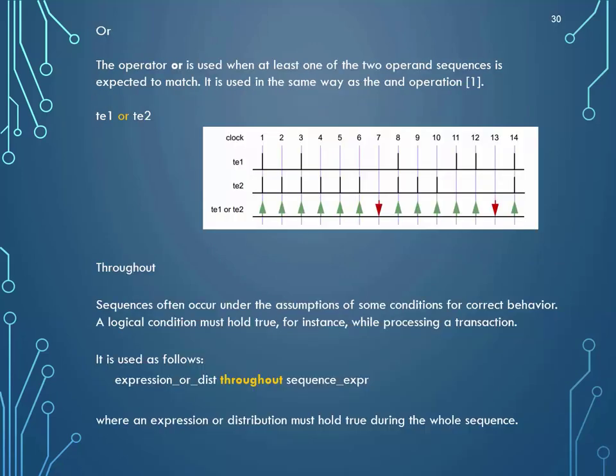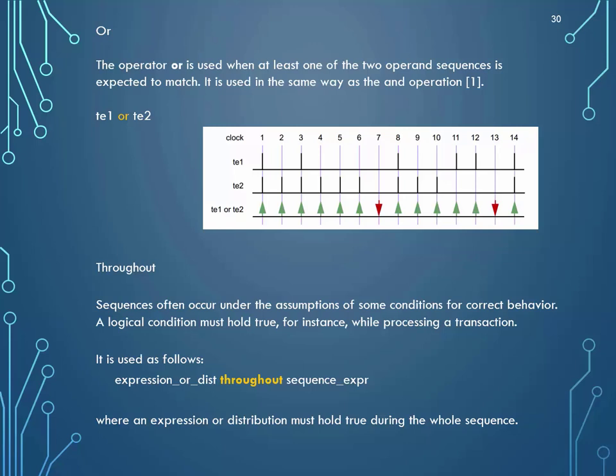The or works exactly as we would think. Either one sequence is true or the other, and when one of those things happens, then we are going to have the completion or the assertion of our sequence. And here we have the example. We can see that in this one both of them are true, but in the other events just one or the other is true, but it gets asserted.